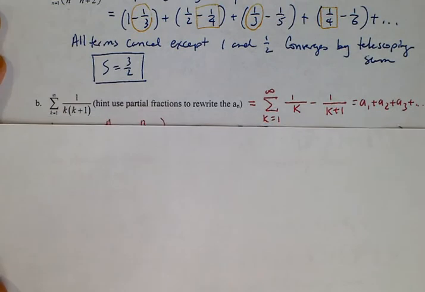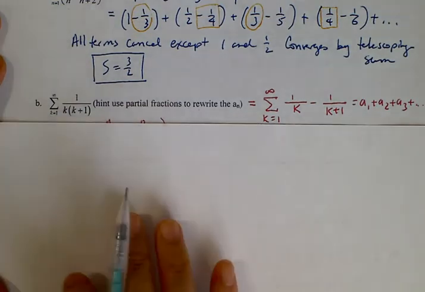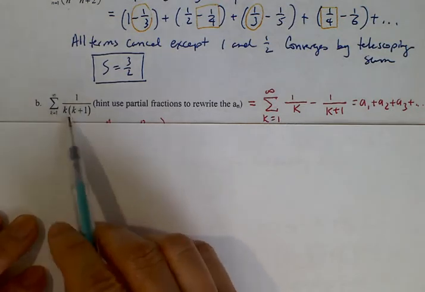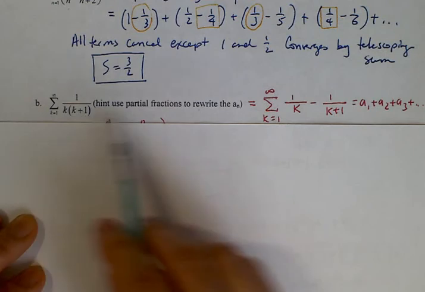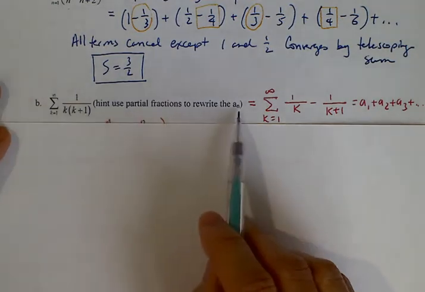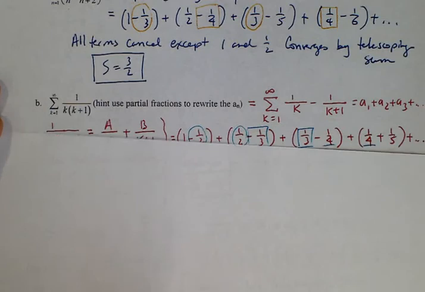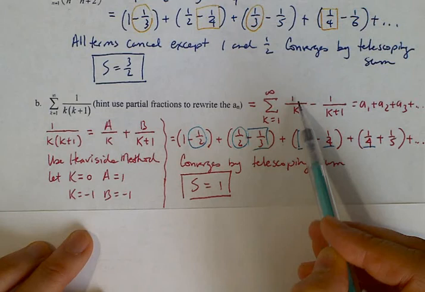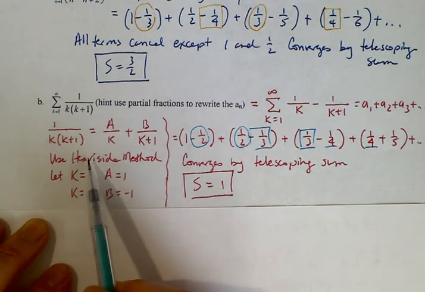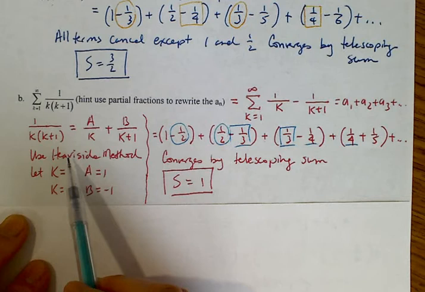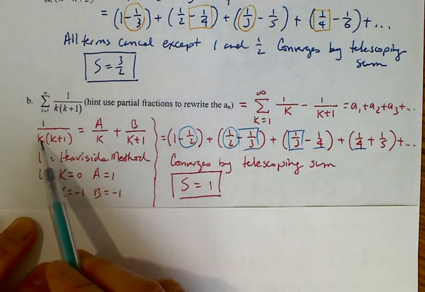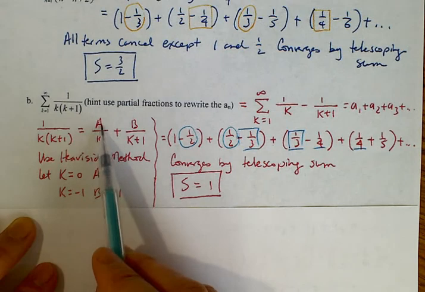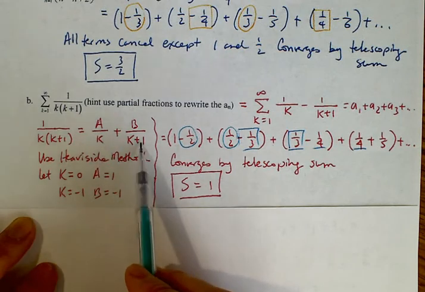Okay, let's try another one. So for this one, I have the summation of k equal to 1 out to infinity of 1 over k times k plus 1. And I'm going to use partial fractions to rewrite a sub n. Going back to what we learned before, this is what I did first. I used the Heaviside method on this. So we have 1 over k times k plus 1, and then I'm writing it as a partial fraction, a over k plus b over k plus 1.